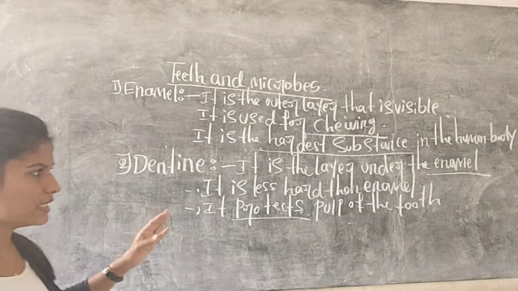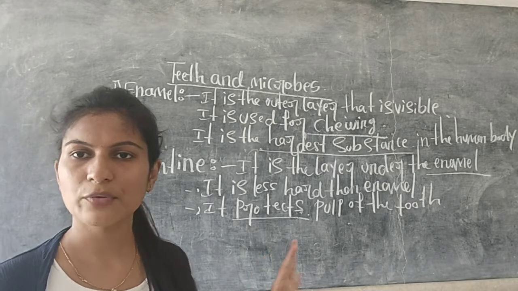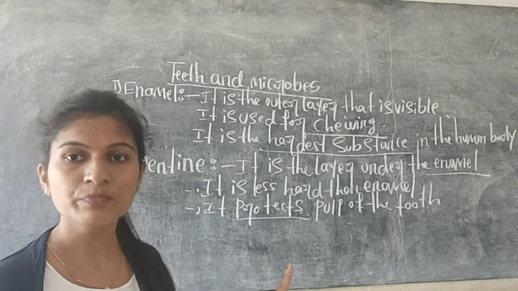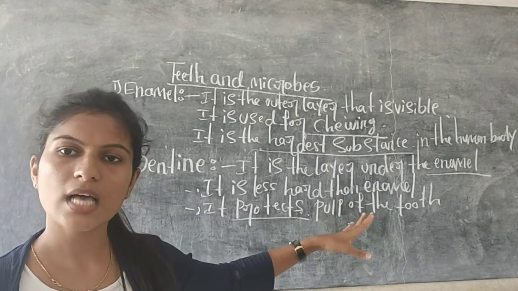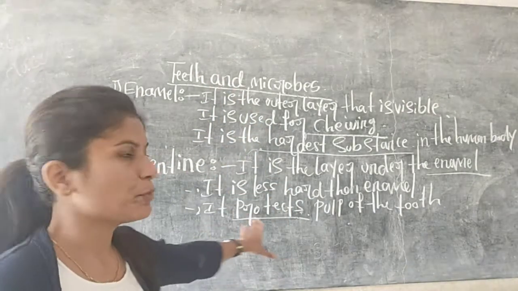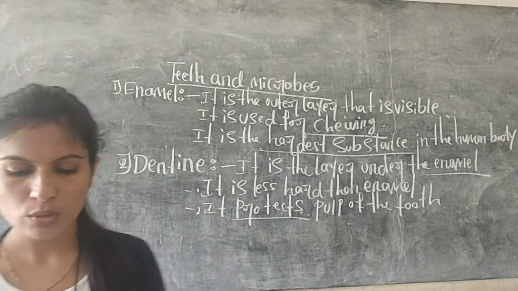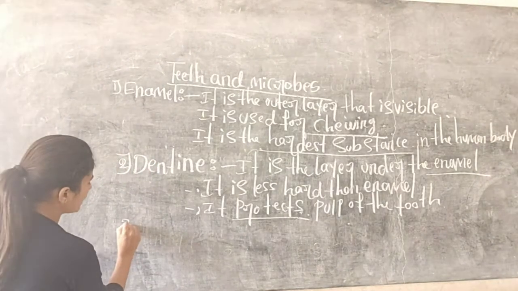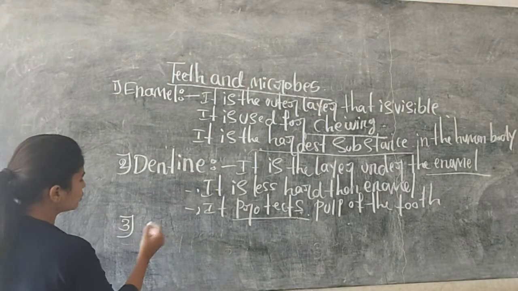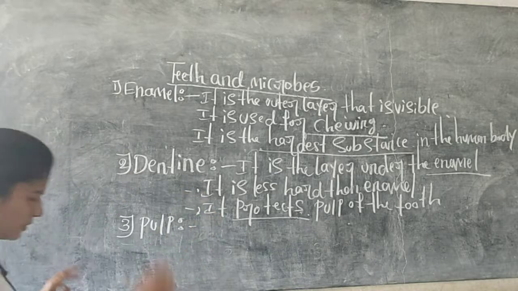This is all about dentine. First, it is the layer under the enamel. It is less hard compared to enamel, and also dentine protects the pulp of a tooth. So now the third inner part of the tooth is the pulp.